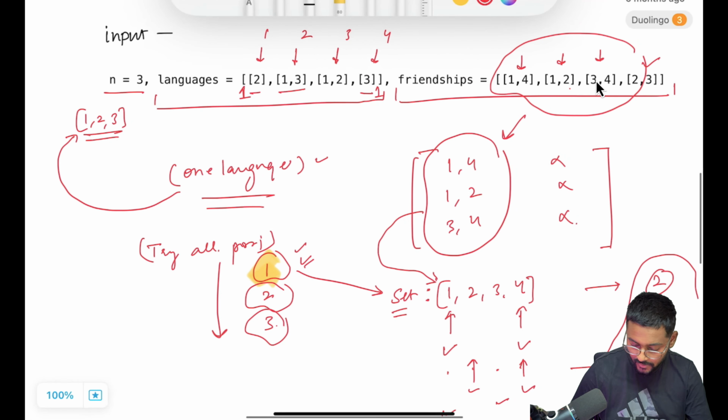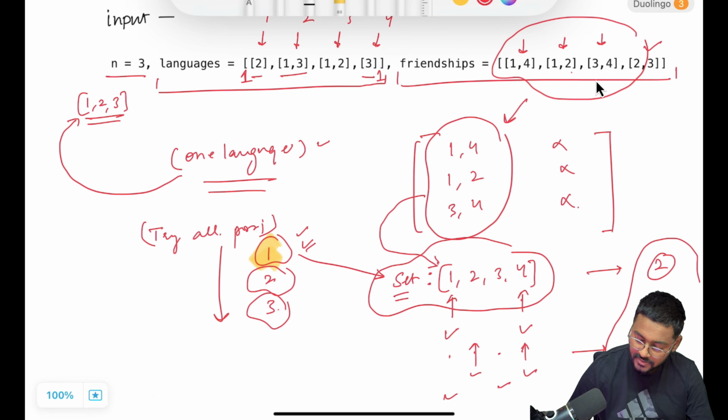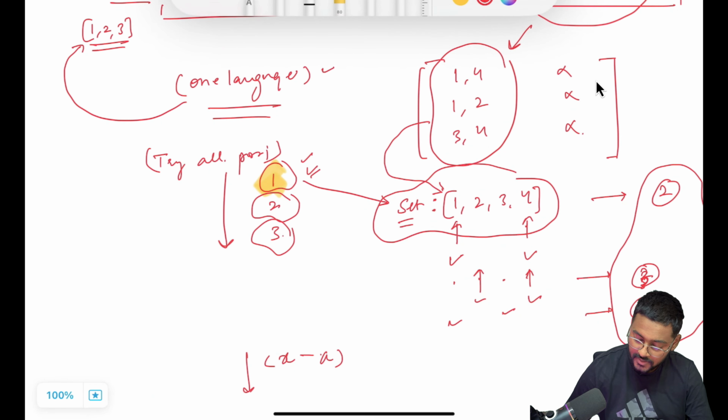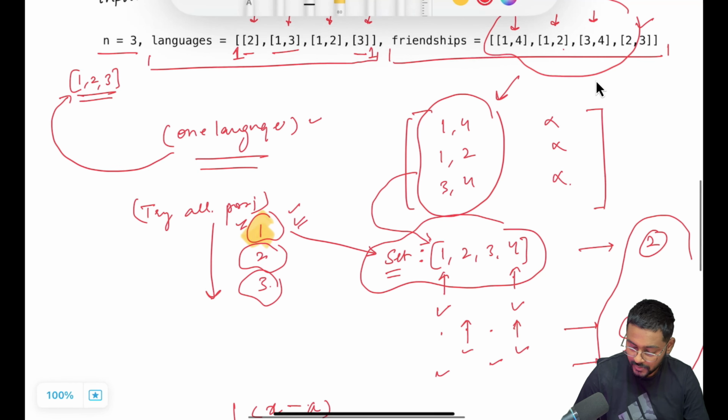So this is going to be our approach. In this approach, I need to check which languages I need to teach, and to how many people. I'm going in a greedy fashion, then trying out all the possibilities. Let's say if I try with 1, how many people I need to teach to be able to communicate with every single person. So this is how I'm going to solve this problem.